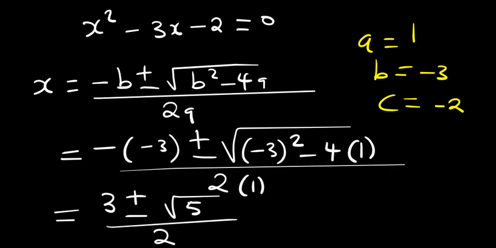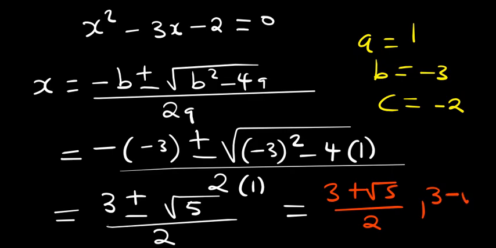So therefore our final answers will be x can either be 3 plus the square root of the result divided by 2, or x can be 3 minus the square root of the result divided by 2. So basically that is how we solve quadratic expressions. Then you can also be asked to solve quadratic expressions using the discriminant. Now the discriminant is what you have in the root, b squared minus 4ac.